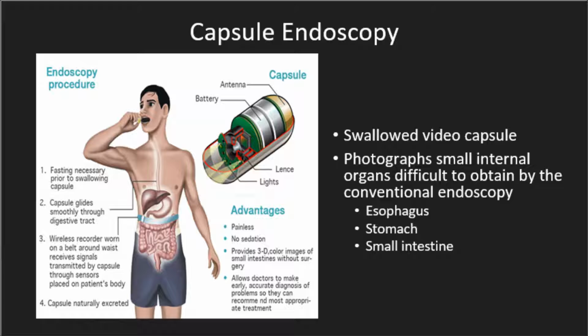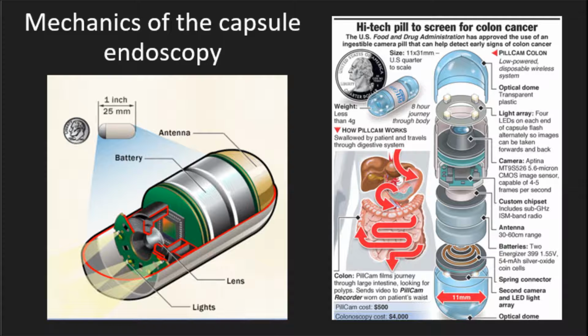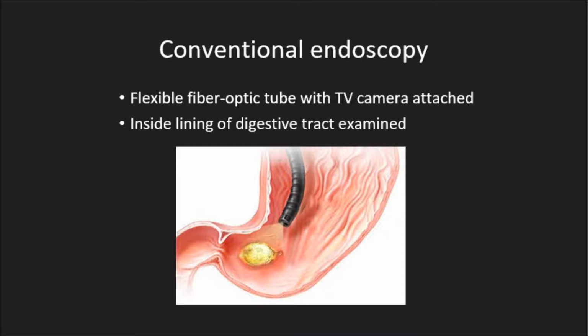A wireless recorder is worn around the waist, where it tracks signals transmitted by the capsule while it progresses through the gastrointestinal system. Images are scanned during this process, and the capsule is naturally excreted at the end. This is the mechanism of the capsule endoscopy. As you can see, it consists of an antenna, battery, and lens, and lies within one capsule.